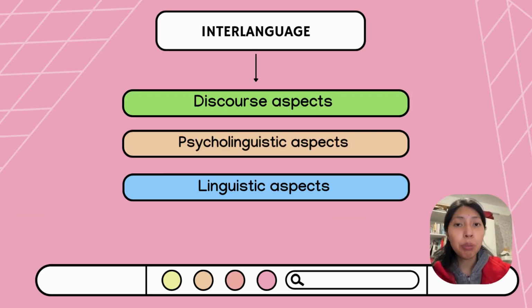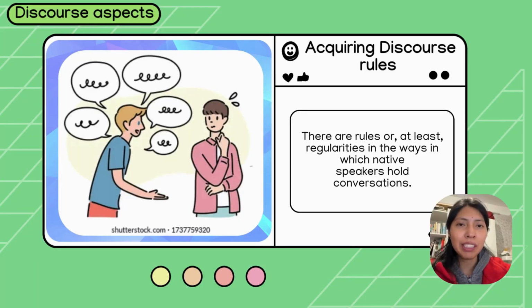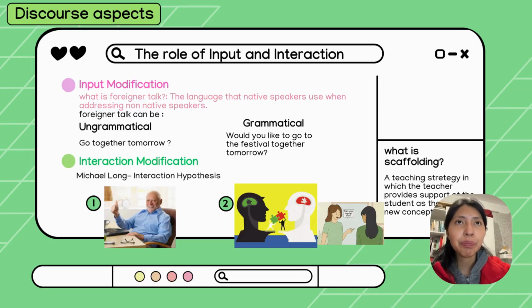Here I have the 3 important aspects of interlanguage. I'm going to start with the discourse aspects. Discourse refers to the unit of language that is longer than a sentence. So, what are those discourse rules? Discourse rules are the way in which native speakers hold conversation, on how they expect you to react and answer to different questions and interaction.